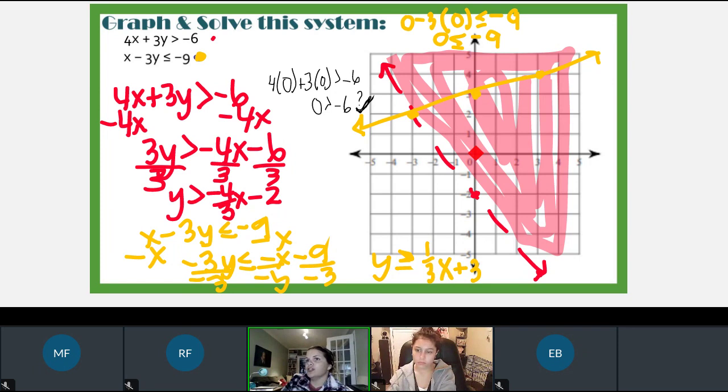So that means I'm going to be shading above the line because this is a false statement. Okay, this is not true. So I don't want to include 0, 0. And then that means, it's a little bit hard to see, but this orange area is our solution set. Okay?